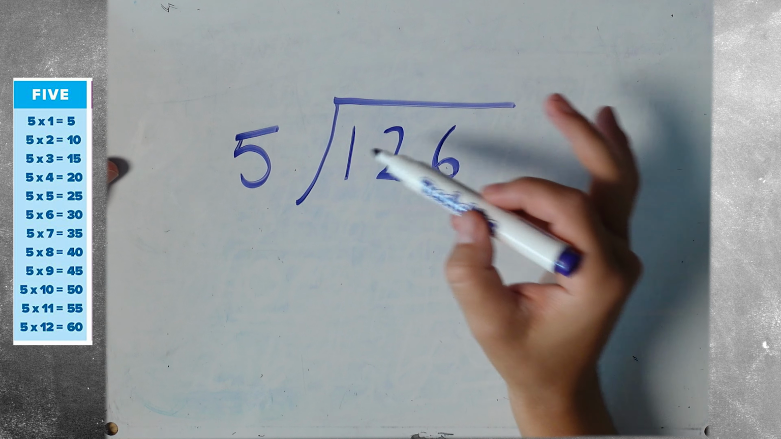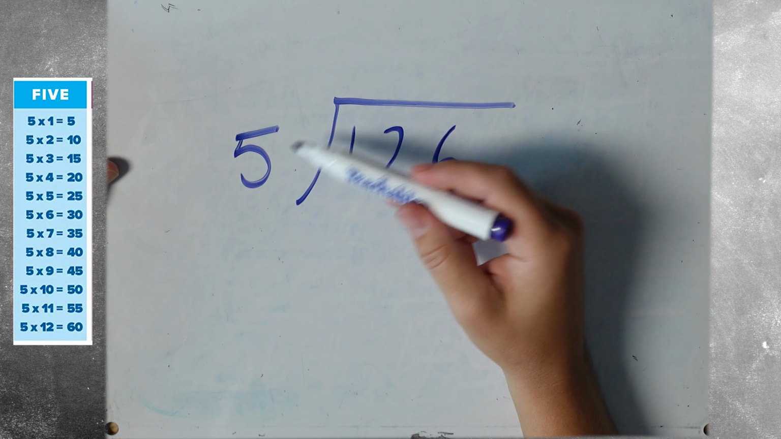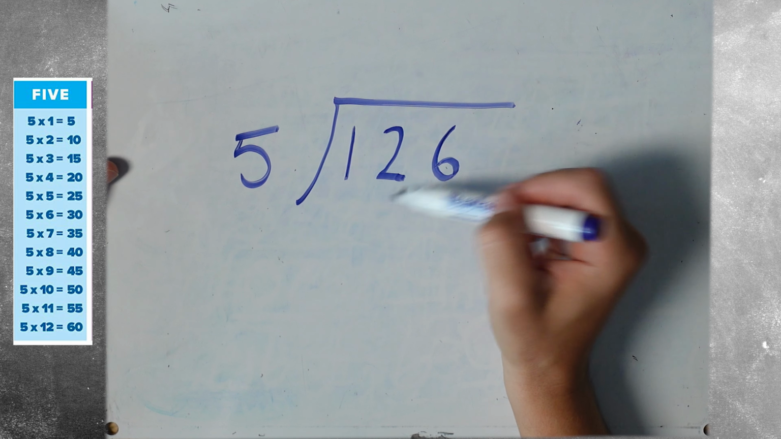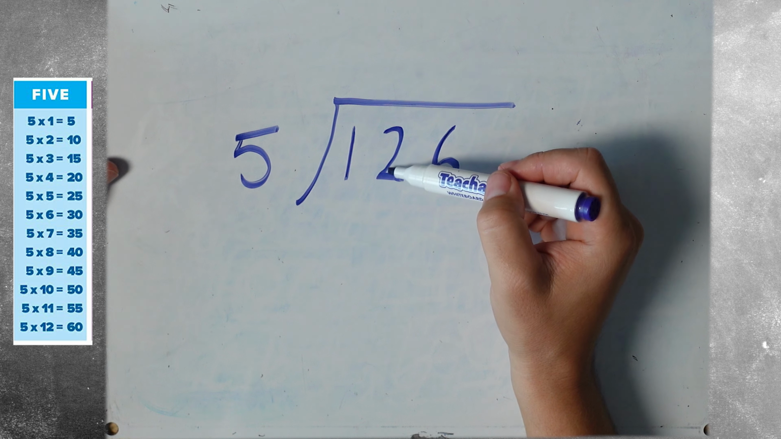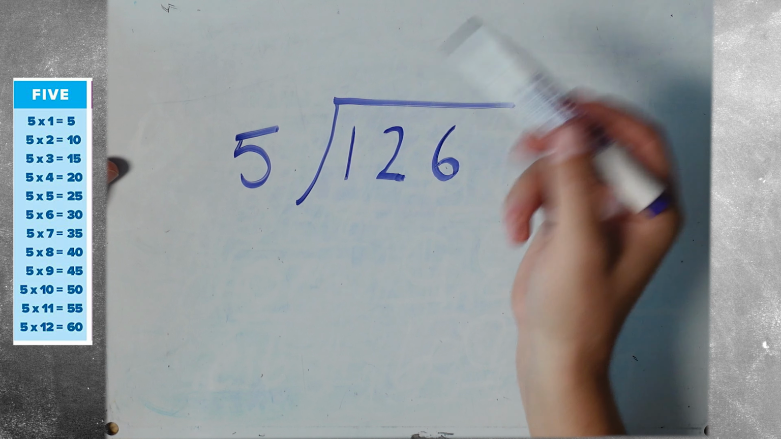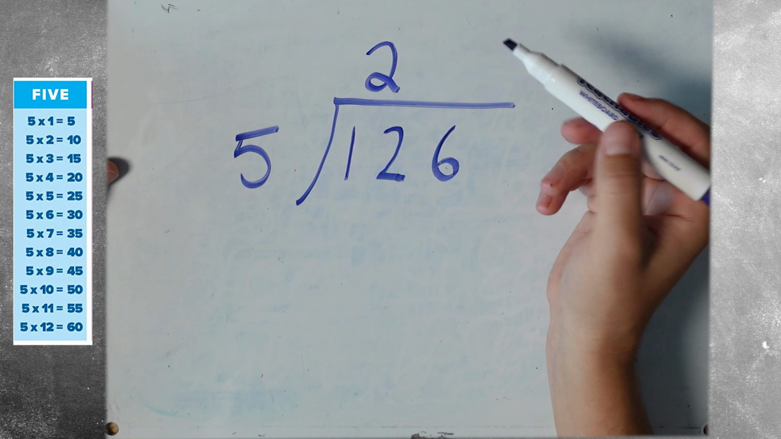Let's try this one. 126 divided by 5. Firstly, looking at the hundreds. How many 5's fit into 1? Well, none. So we're going to combine the next two. How many 5's fit into 12? Well, 2 times 5 is 10. So that's 2. But I think there's going to be some remainders.